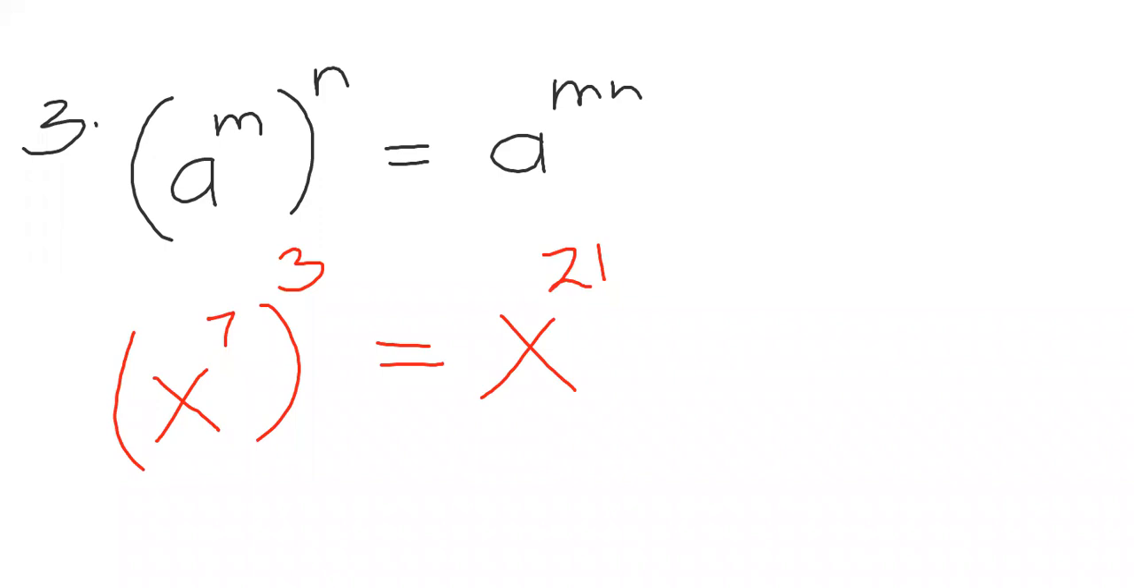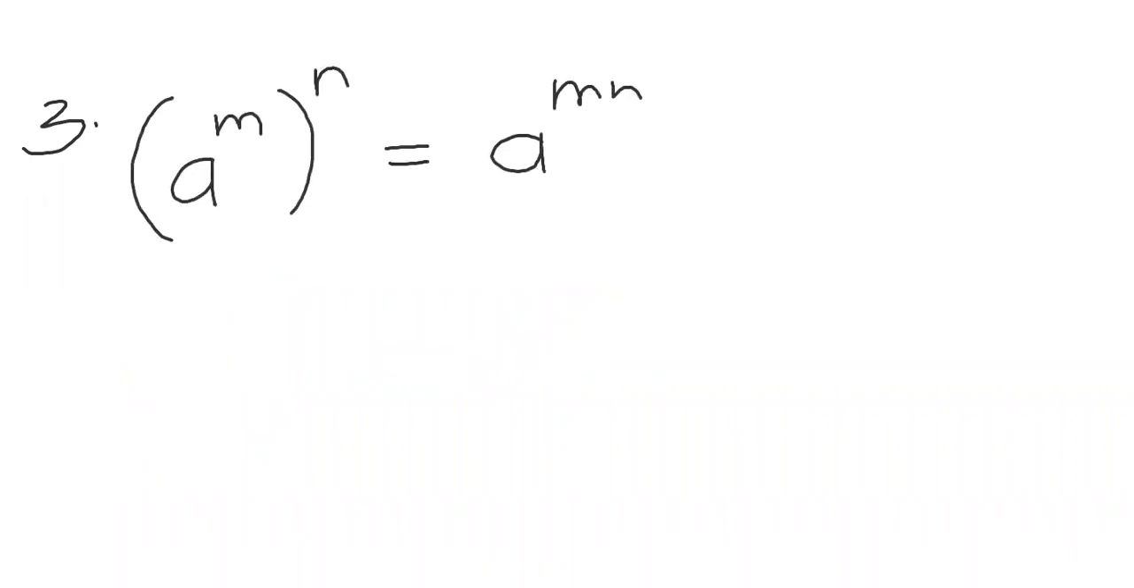That's what it means. Another example, let's say we have 2x squared to the power 3. For this one, you have to be very careful because your x now has a coefficient. Your x now has a coefficient of 2.